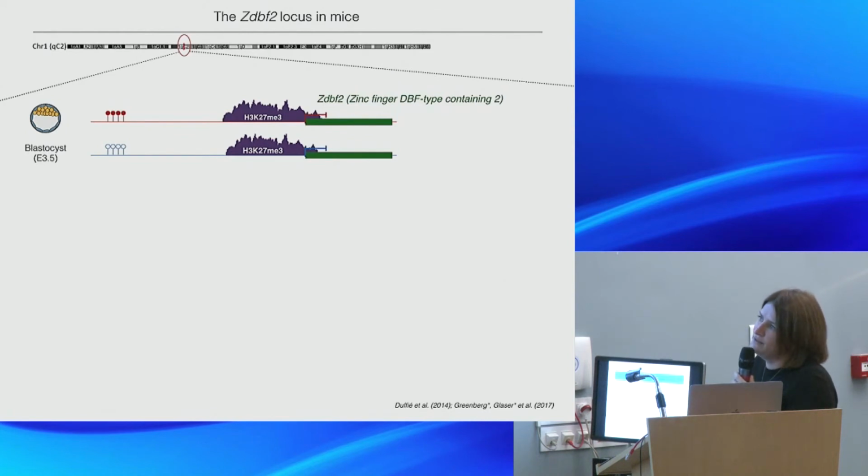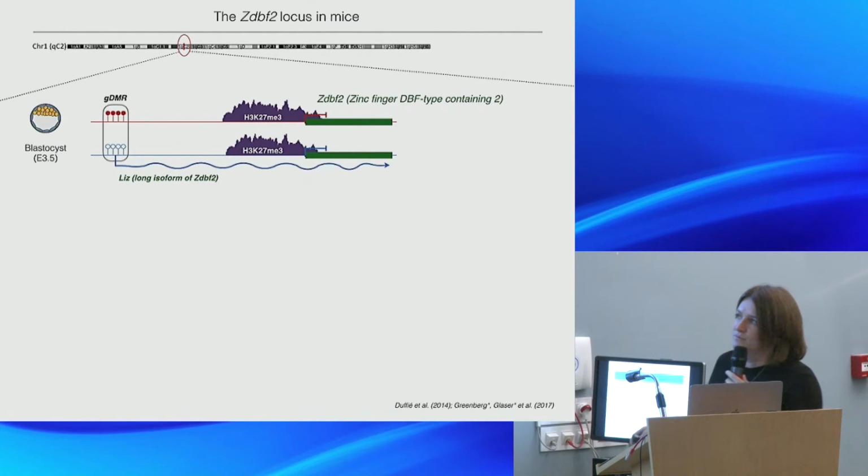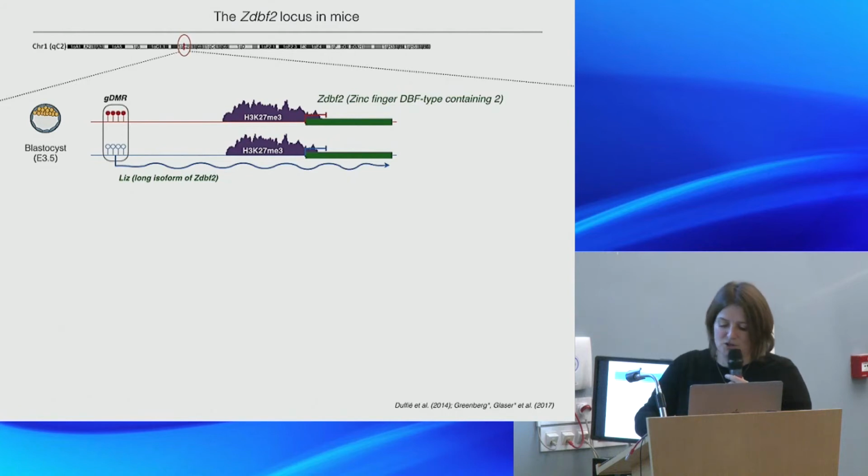This is the region that inherits oocyte-specific methylation. You can see here the lollipops are methylated on the maternally inherited allele, not methylated on the paternally inherited allele. And then there is a block of repressive chromatin marks, polycomb marks, that stand over the canonical promoter of ZBF2. So ZBF2 is turned off. But these regions of differential methylation actually act as an alternative promoter for a long form of ZBF2, which then will be expressed only from the paternal allele because the maternal promoter is obscured by DNA methylation.